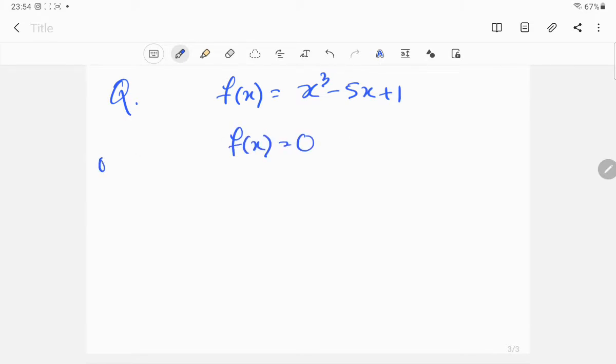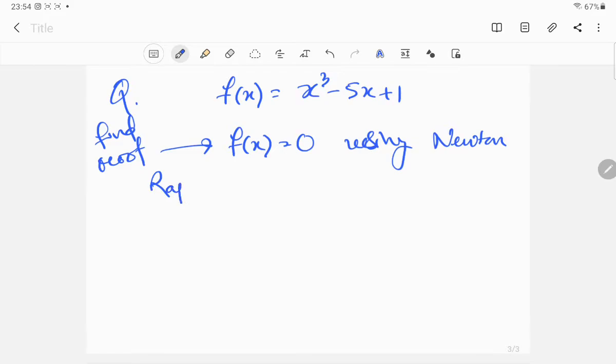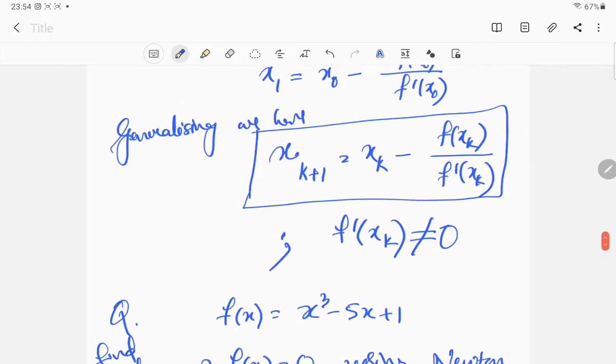So I will solve one problem to show you how we should deal with this kind of situation. Suppose that you are given a question that f(x) equal to x cube minus 5x plus 1, and you are asked to find the root of this equation using the Newton-Raphson method. So again I am going back to the diagram.